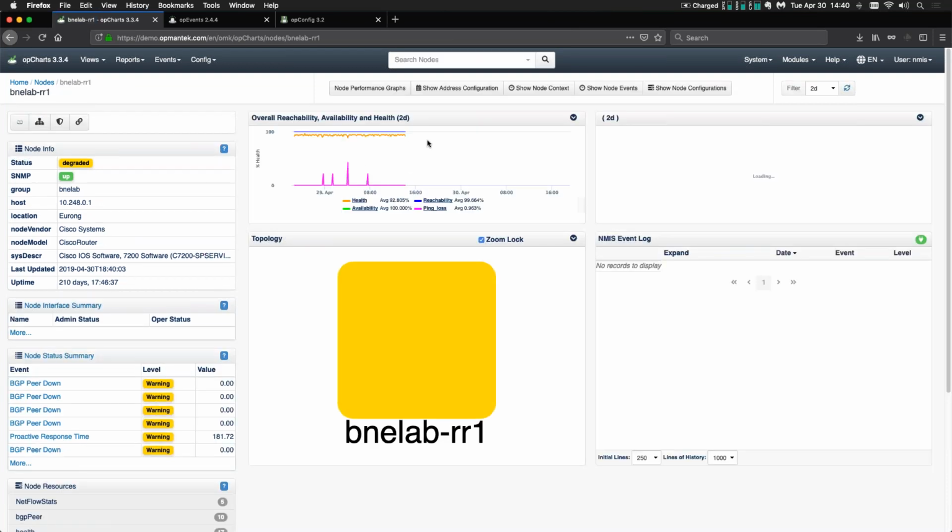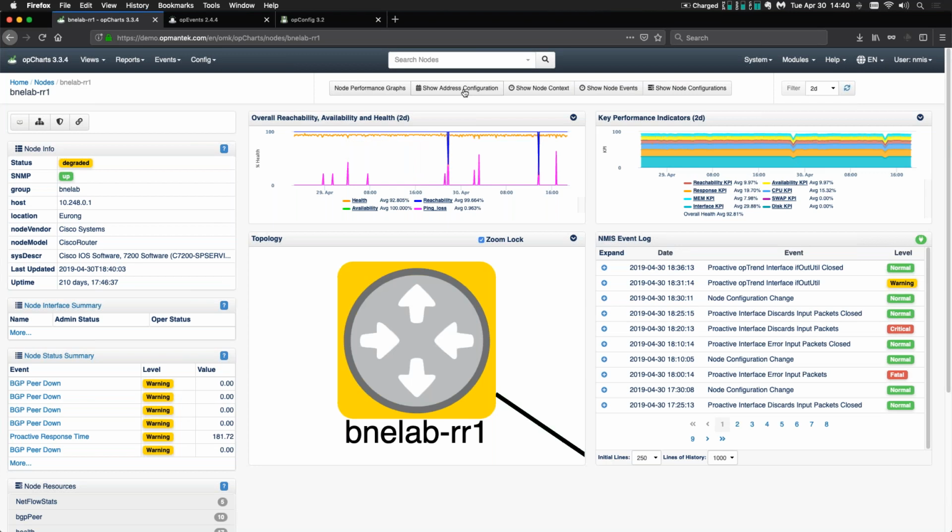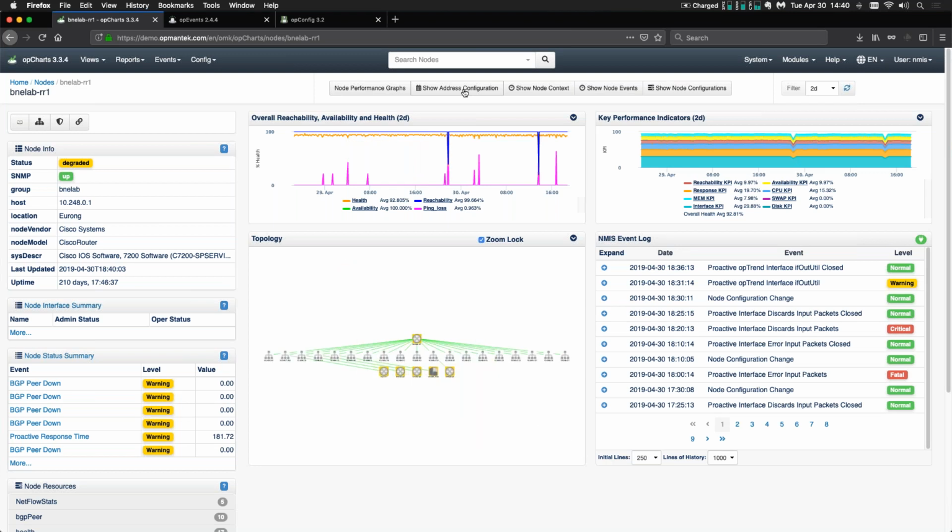Tying in with these pieces, I've got the availability to drill into our IPAM solution, so I can look at address configuration for this device. I can see the node context as well, so I can understand what other pieces are involved here, and I can also pull into the events for this device. I can connect directly into our configuration compliance piece and see the node configurations on this as well. So there's lots of pieces that I connect directly into.